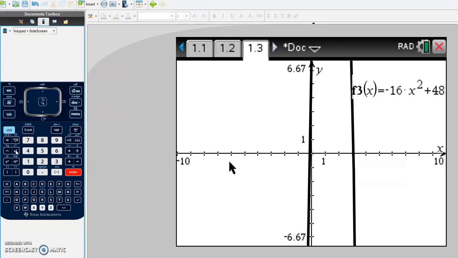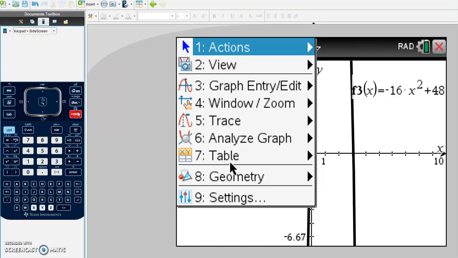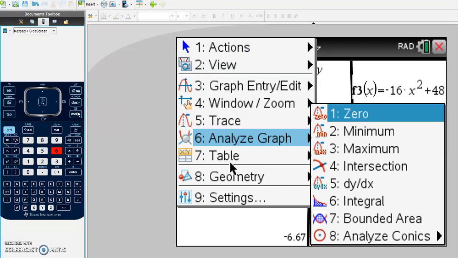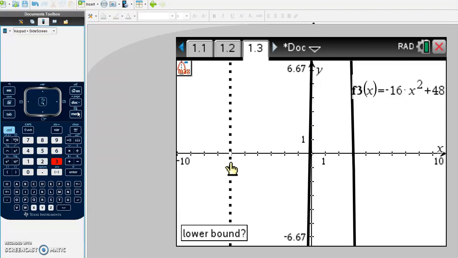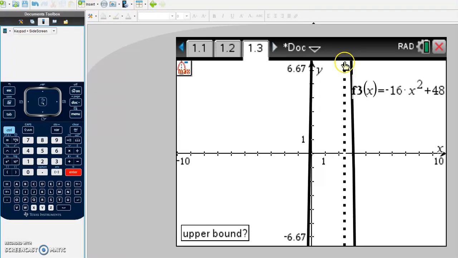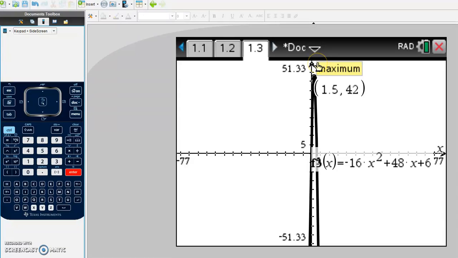So we can, however, go to Menu, and let's go to number 6, the Analyze Graph. And then we are trying to find the maximum point, correct? So let's go to number 3 where it says maximum. And then there's that dashed line. So I'm going to move this dashed line to where it's going to be to the left of my point. Remember, my point is going to be somewhere up here, right? So I just want to the left of that point, and I'll hit enter. And then I'll move it over here to the right of that point, and I'll hit enter. And then, oh, did it not hit enter for me? Let's try it again. Okay, there we go.